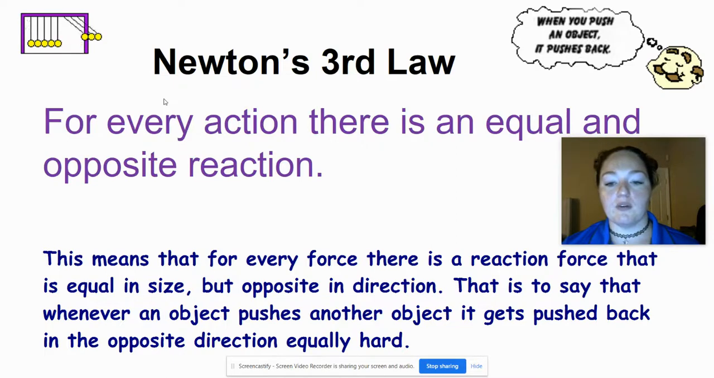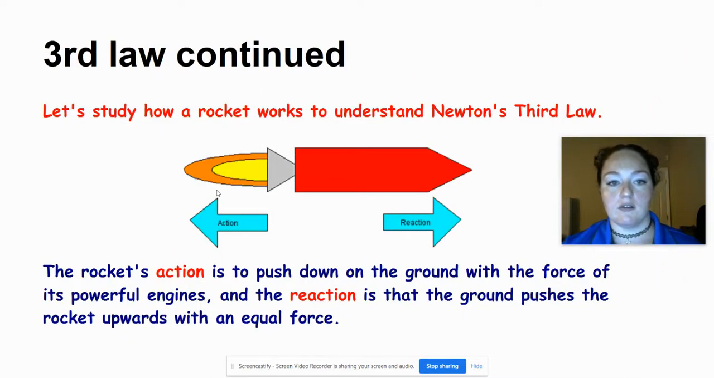Another example of equal and opposite reaction is when a rocket blasts downward. The action is the rocket's engine blasting downward towards the ground, and the reaction is it going into the air. So that's the equal and opposite reaction. There we go. Rocket works. The action is to push down on the ground with a force, its powerful engines, and the reaction is that the ground pushes the rocket upwards with an equal force.